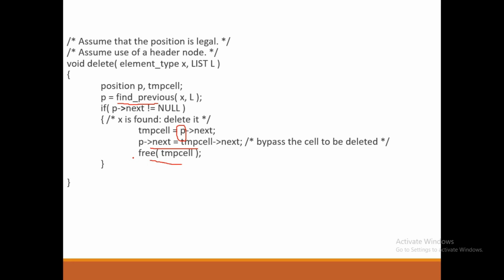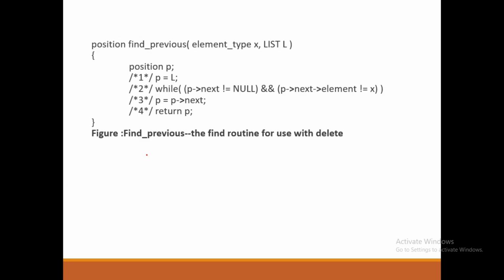So what is the use of this free function? This is used to free up the memory space. In insertion, we studied the malloc function that is going to allocate the memory space. This free function is going to delete the allocated memory. Okay, and this is the find previous routine. So this find previous routine is going to return the position of the previous element.